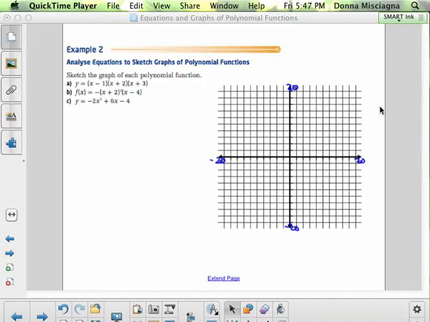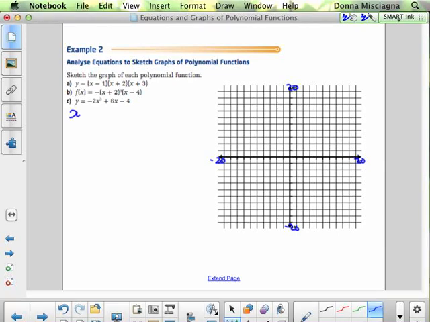All right, let's sketch the last graph here. This one is not in factored form, so we're going to have to use synthetic division. Our possible solutions.